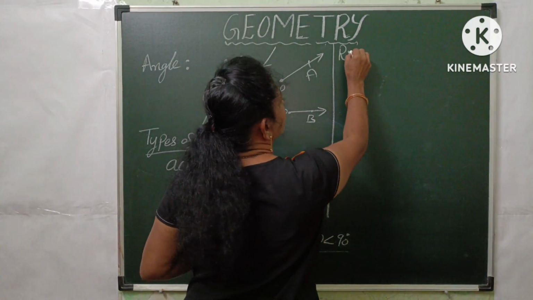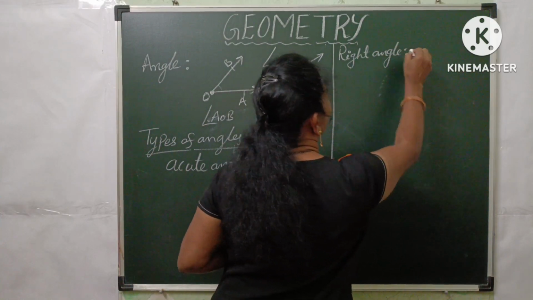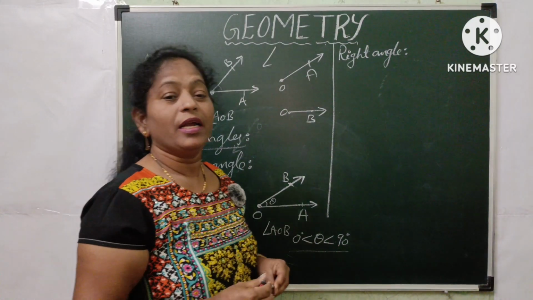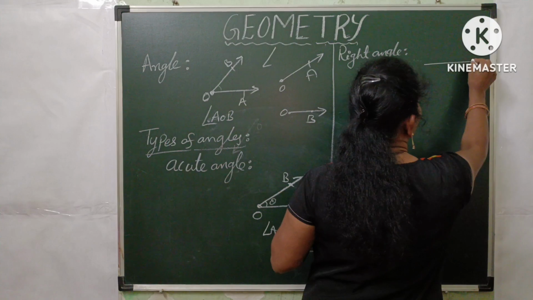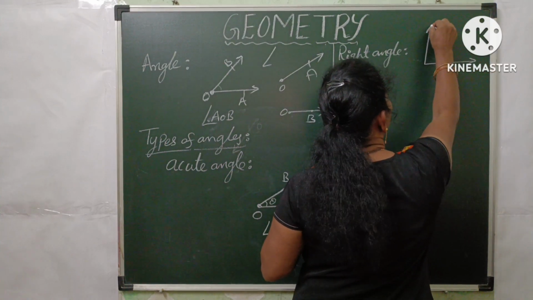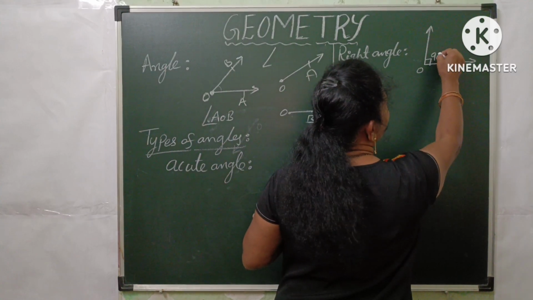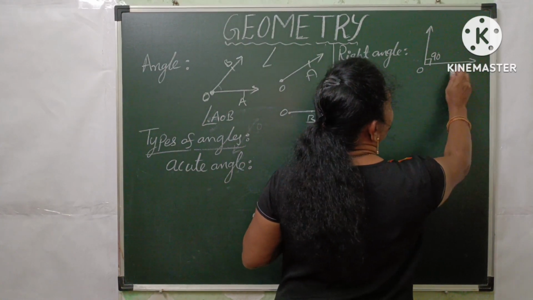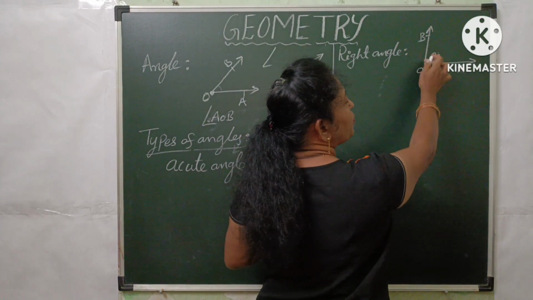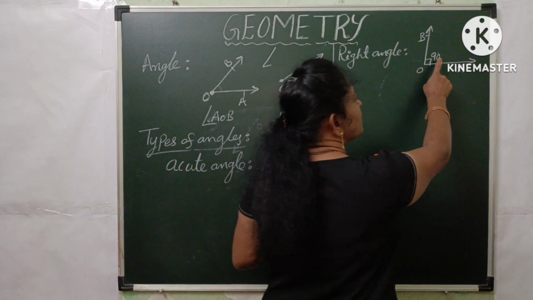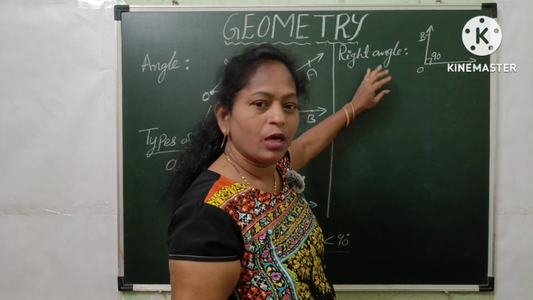Next one, right angle. Right angle means exactly 90 degrees. That means the initial ray and the terminal ray are both in perpendicular direction. Here OA and OB, these two rays are in perpendicular position, then it forms 90 degrees. Exactly 90 degrees angle is called a right angle.